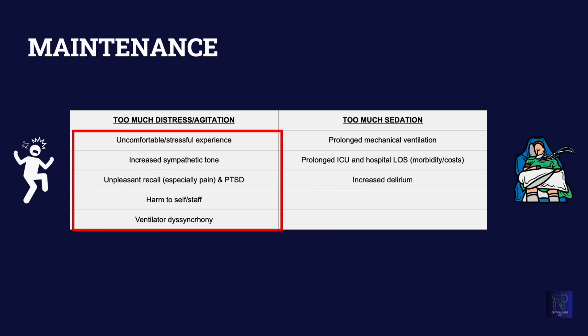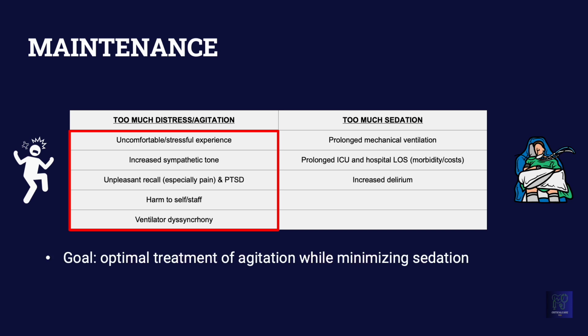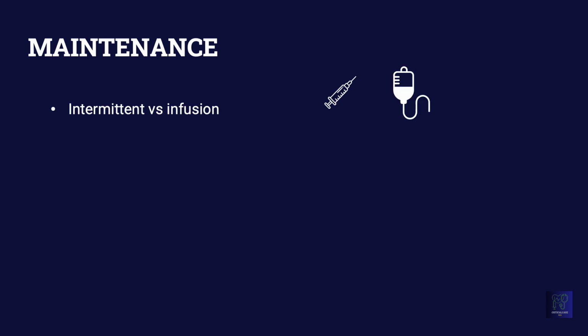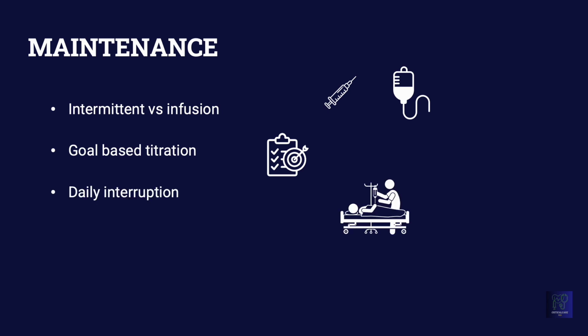Too little sedation, on the other hand, leads to uncontrolled agitation and all the harmful effects associated with it. So, the goal of maintenance is optimal treatment of agitation while using as low dose of sedation and for as little time as possible. Sedation can be administered via intermittent bolus dosing, but more commonly via continuous infusion. Regardless of the method, it is important to define a target or goal towards which sedation must be titrated. It is important to interrupt sedation every day and let the patient wake up. Let's understand the details of these.